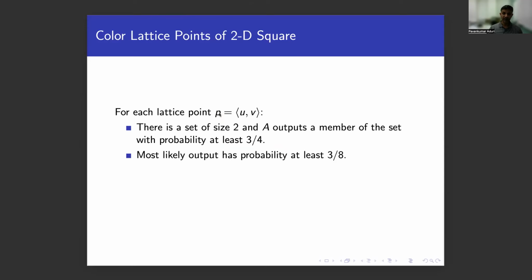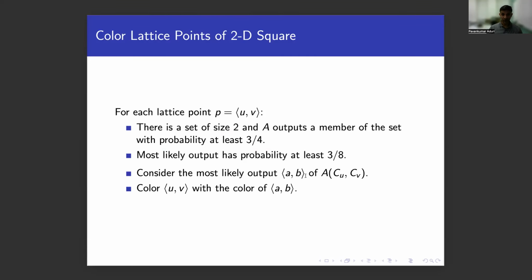And if I run my pseudodeterministic algorithm A on this one, there is a set of size 2, and it outputs a member of that set with probability at least 3/4. Which means it has a most likely output that's going to be output with probability at least 3/8. There is one output this algorithm A is going to output with probability at least 3/8.